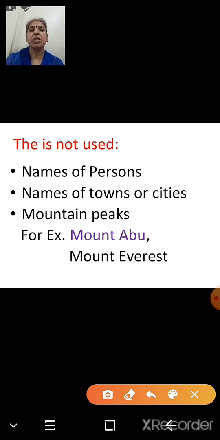So the is not used with the names of persons, names of towns, or mountain peaks. For example, Mount Abu, Mount Everest. So the is not used. The is used with mountain ranges, the Himalayas, the Satpuras. But with mountain peaks, we say Mount Abu, Mount Everest. The is not used.